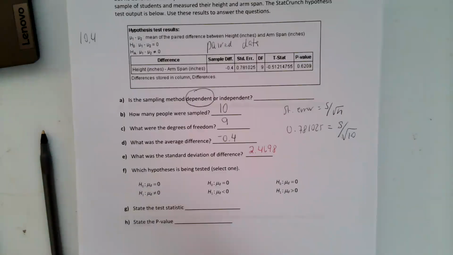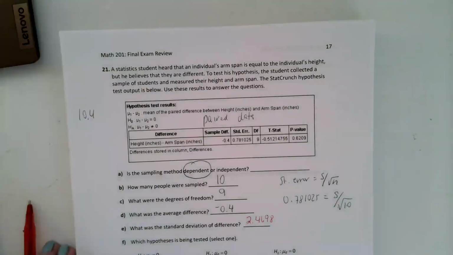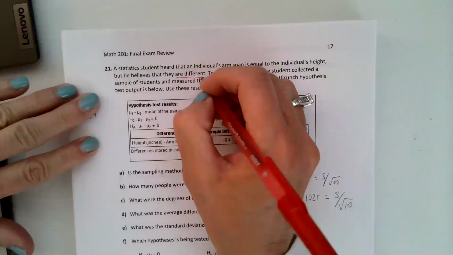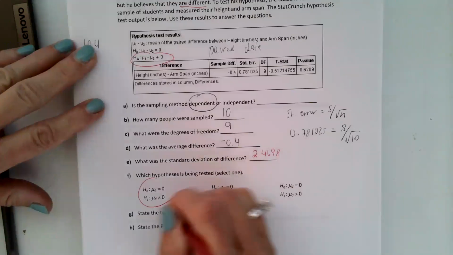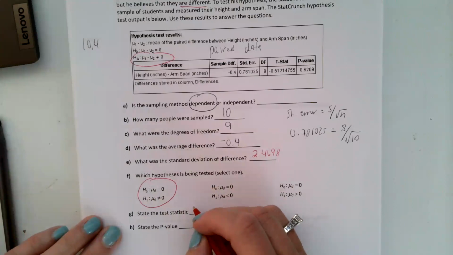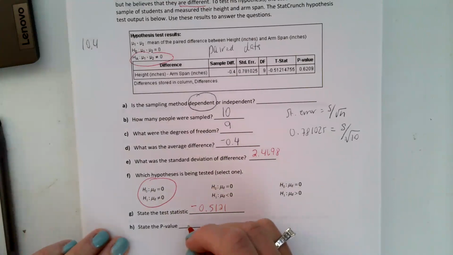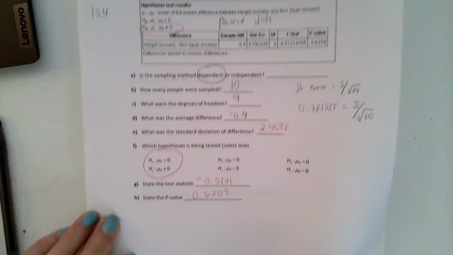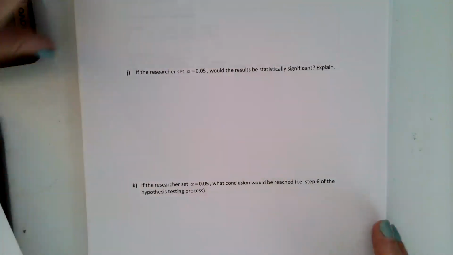So it says, which hypothesis is being tested? And they said that the student believes that they are different. So it's just a not equal to, and you can see that here as well in the StatCrunch. So it's a not equal to. State the test statistic, it's negative 0.5121. State the p-value, 0.6209. That's right here.